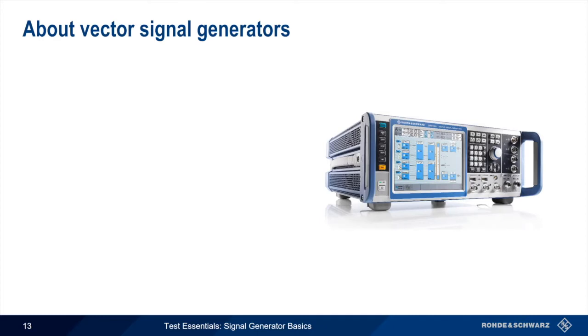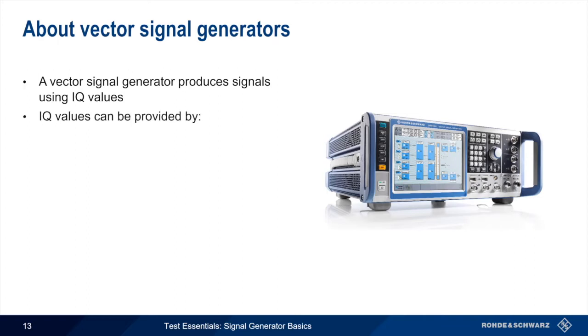A vector signal generator, therefore, produces modulated signals using these IQ values, which contain both a magnitude and a phase. These IQ values can be provided to the generator in a number of ways. In most cases, the source of the IQ values is internal to the signal generator. One way of generating IQ values is producing them in real time within the generator itself.